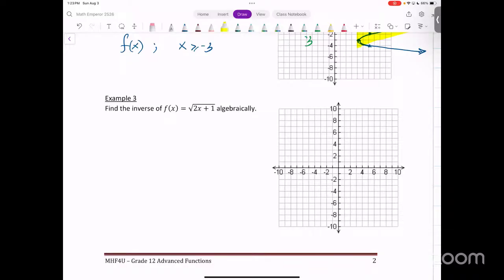All right, find the inverse algebraically. If you want to find this one algebraically, first step: y is equal to the square root of 2x plus 1. Then x is equal to the square root of 2y plus 1. We're going to square both sides.